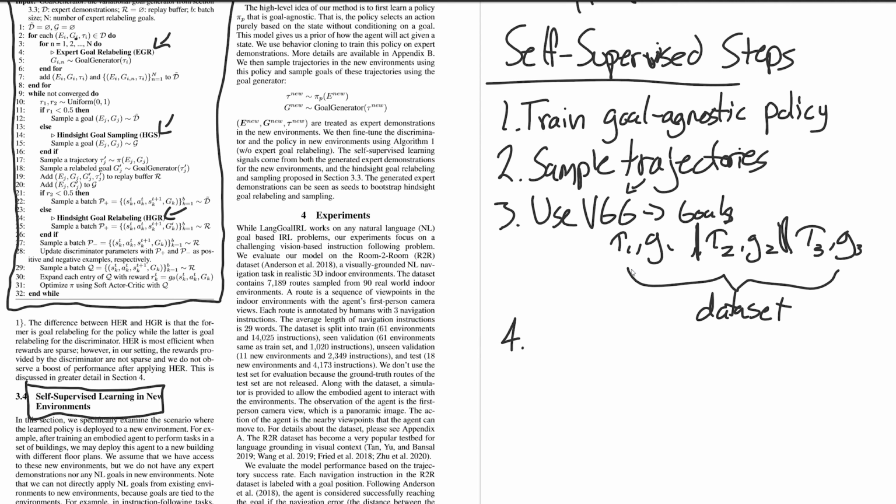Once we have our data set, we can just go back to our old method, the method I told you about before, using all the data augmentation and the ARL and all that. They call it LangGoal IRL, I'm pretty sure that's what they call it. So we use this data set to do a new, essentially, LangGoal IRL training process. And that's kind of the whole thing. It's actually not too complicated.